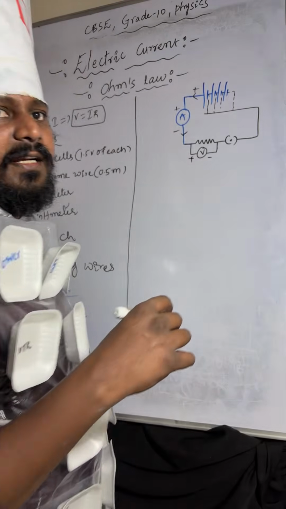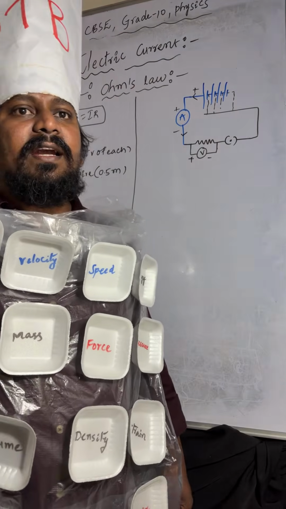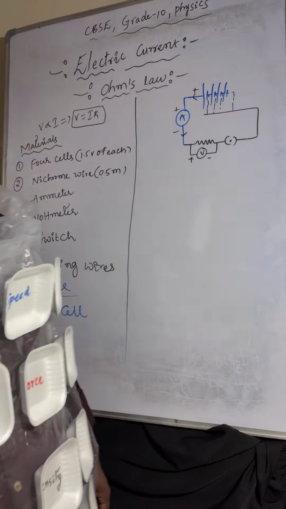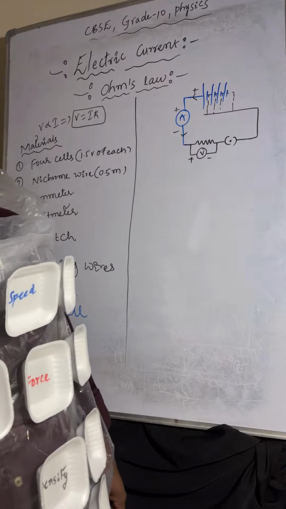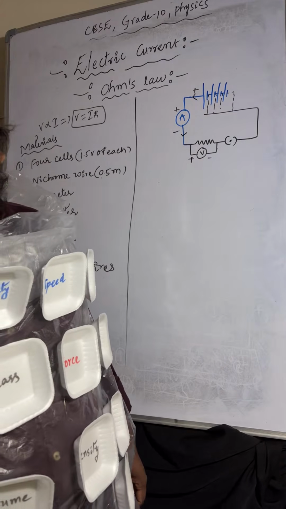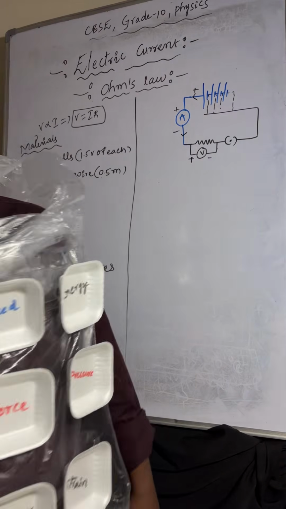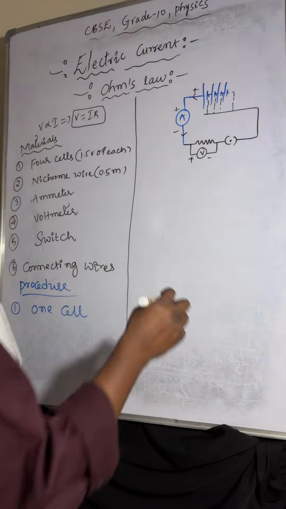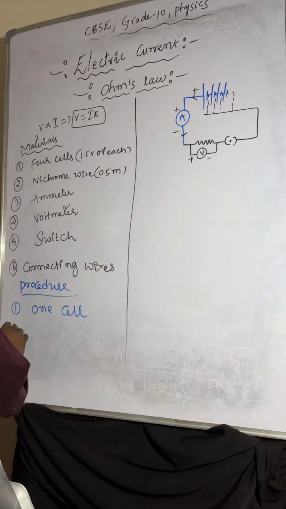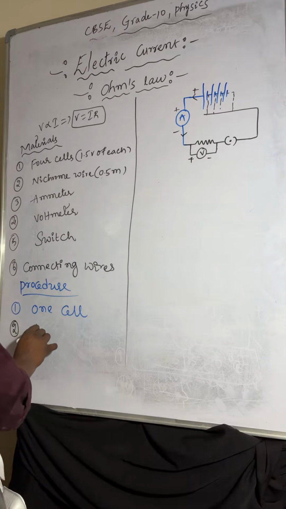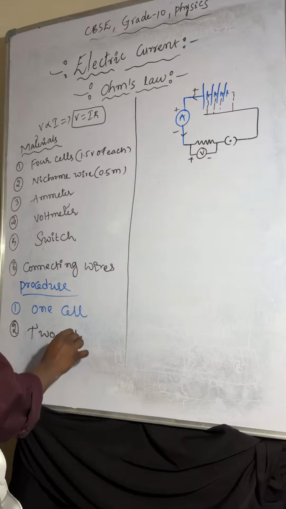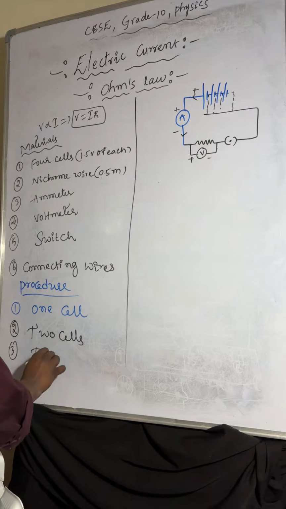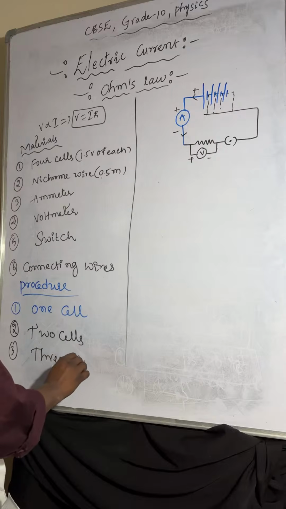First you have to connect one cell and note down the reading of the ammeter and voltmeter. Connect 2 cells and note down the readings. Connect 3 cells and note down the readings. So repeat the process for 3 and 4.